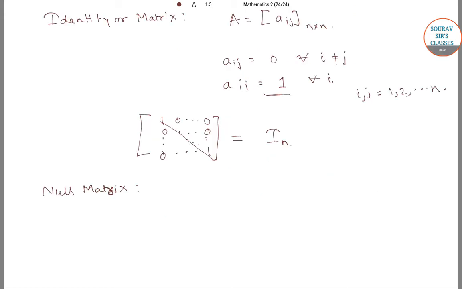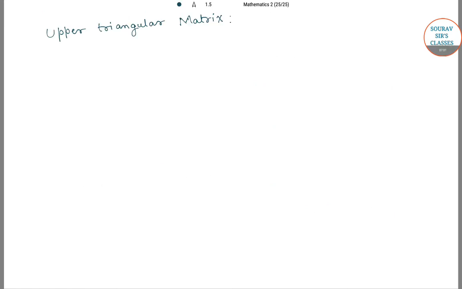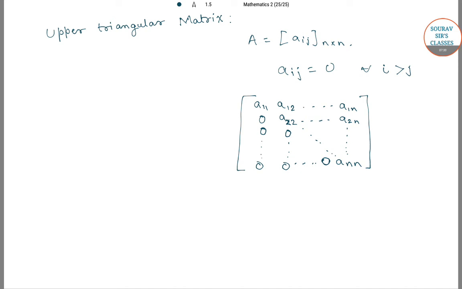Next is null matrix, which is a matrix whose all elements are 0. That is, for A, Aij, n cross m, Aij is equal to 0 for all i, j. Next is upper triangular matrix. A square matrix Aij, n by n, is called an upper triangular matrix if Aij is equal to 0 for all i greater than j. This is an upper triangular matrix, and as we can see here, all the elements below the main diagonal are 0.